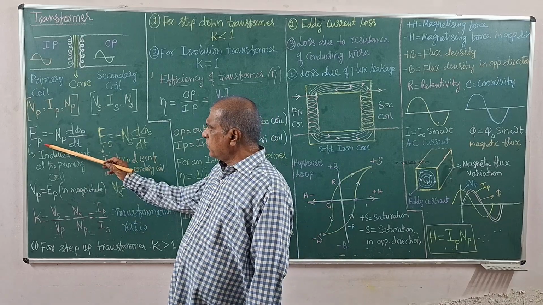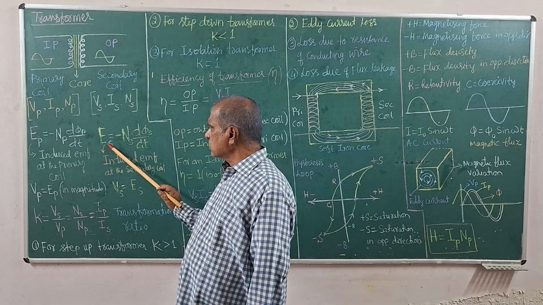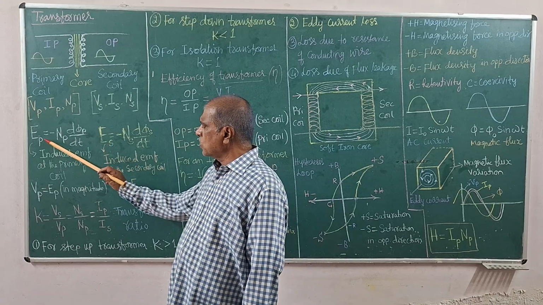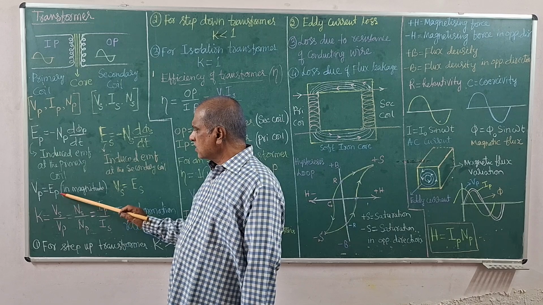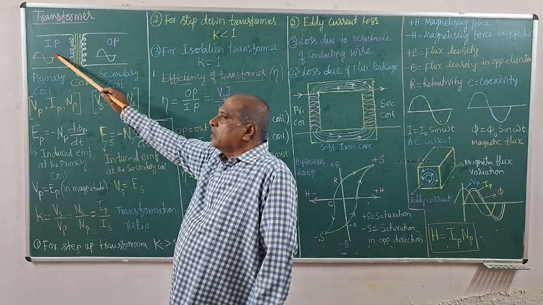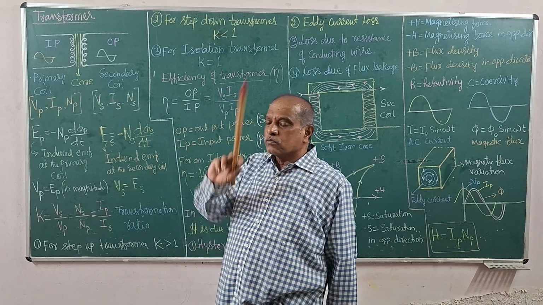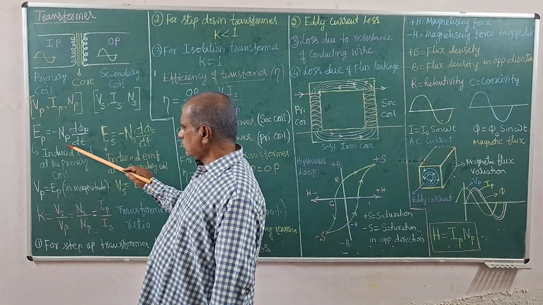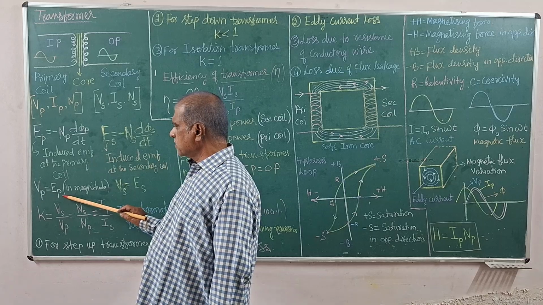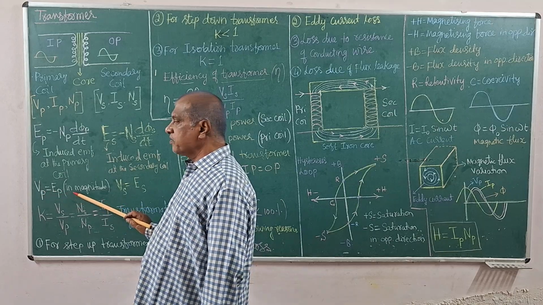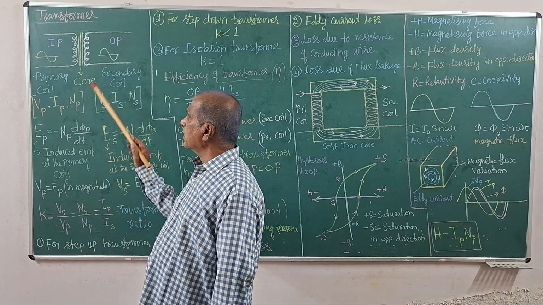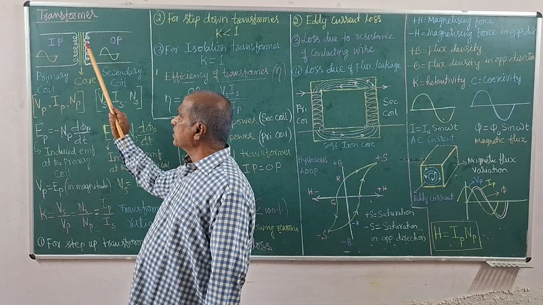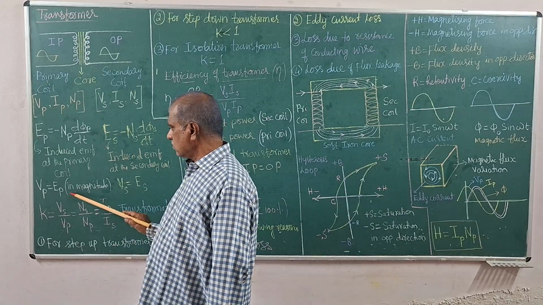This is called self-induced voltage. This is called mutual induced voltage. This self-induced voltage is the same as the applied AC voltage in magnitude. What is induced is the same as the voltage applied. It is the same in magnitude, not in direction, because the applied voltage and the induced voltage are in opposite directions. But the magnitude remains the same.